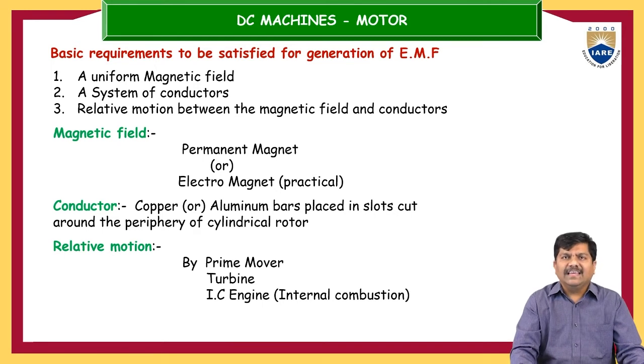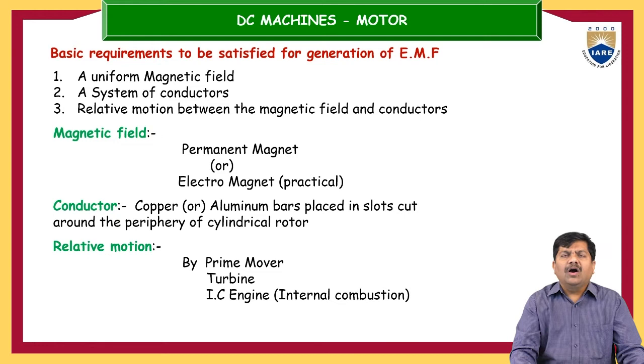Then we can see some electrical energy will be produced or generated across the conducting system. So these are the three important requirements. With the help of these three requirements, you can generate electrical energy. That energy will be available across the armature or conducting system. Regarding relative motion, you can keep one as constant and rotate the other field.